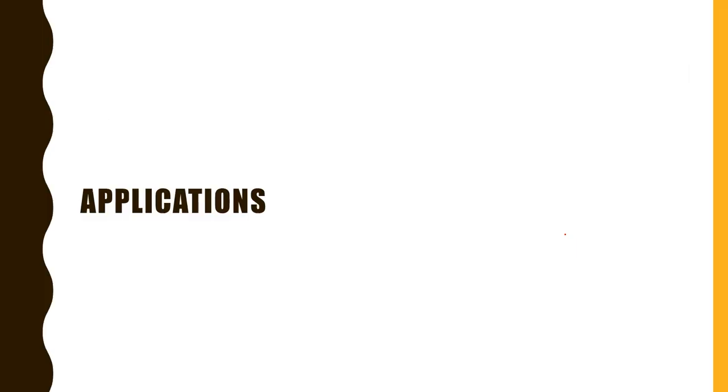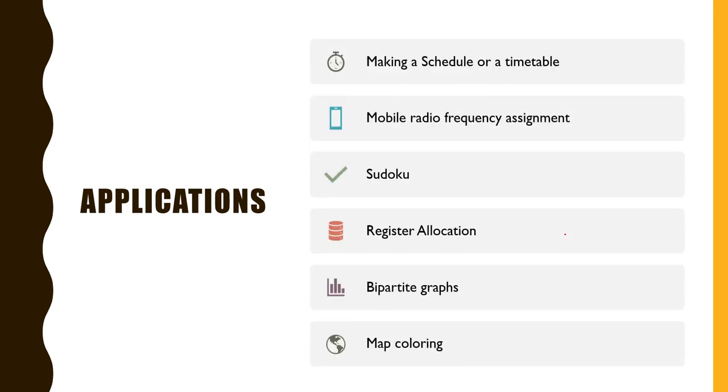So you might be wondering, what are the actual applications of coloring a graph? Is it simply just fun? Is it just a coloring game? You might be surprised to find that it actually has multiple applications in various fields. It can be used for making a schedule, mobile radio frequency assignment, Sudoku, register allocation, bipartite graphs, and map coloring.